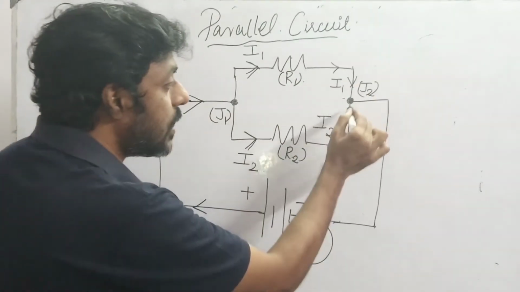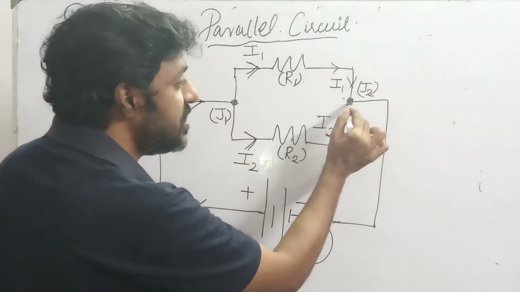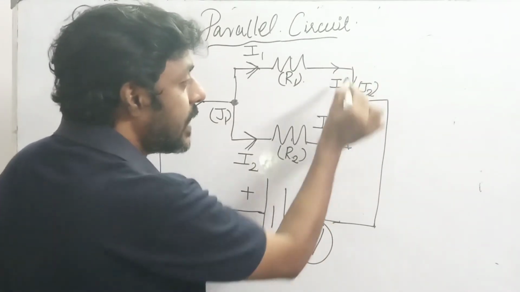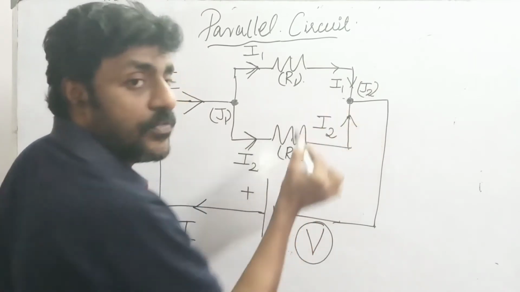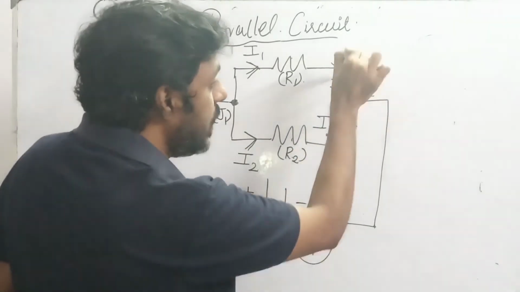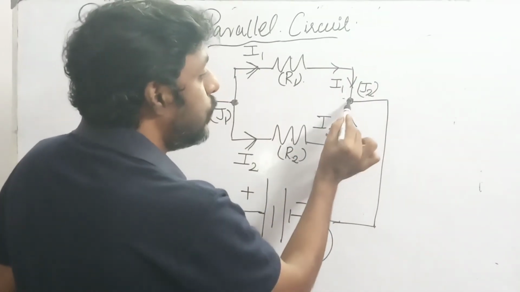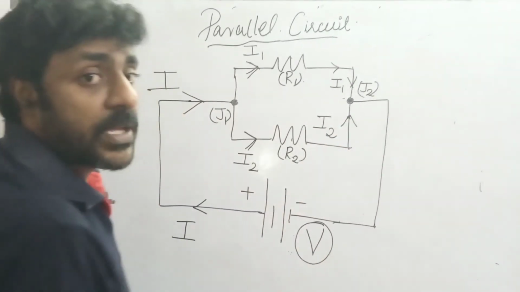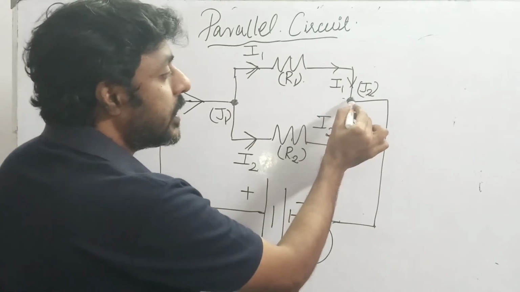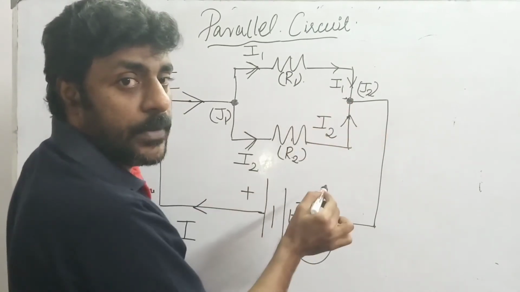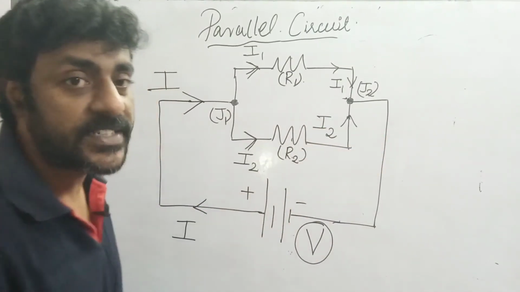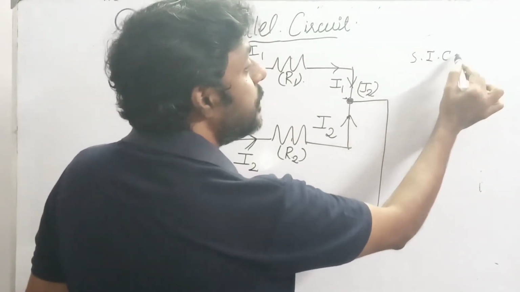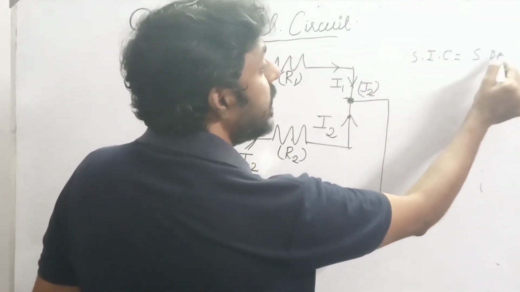Both the currents are meeting at this junction point J2. There is a reunion. Again the current is joining itself. So what will happen? I1 and I2 both join together, and here Kirchhoff's current law applies. What does Kirchhoff's current law state? The sum of the incoming current is equal to the sum of the outgoing current, right?